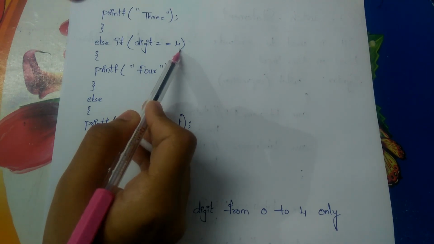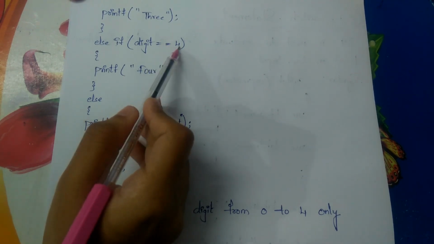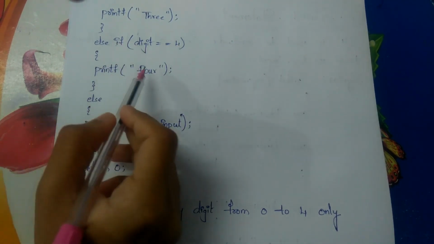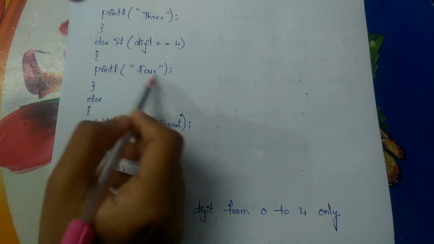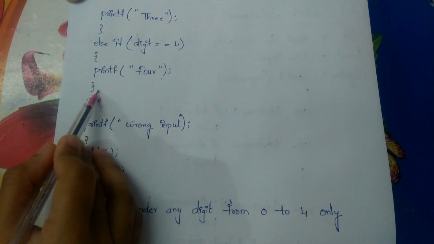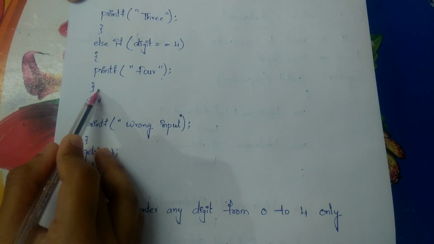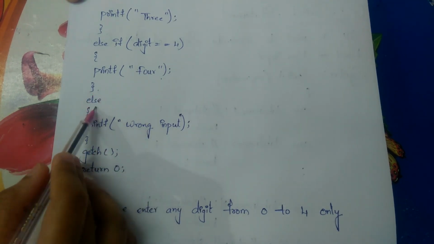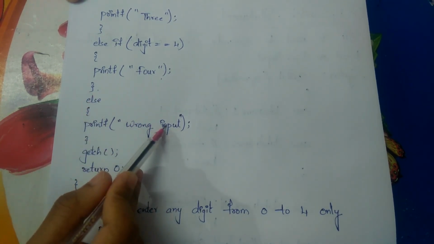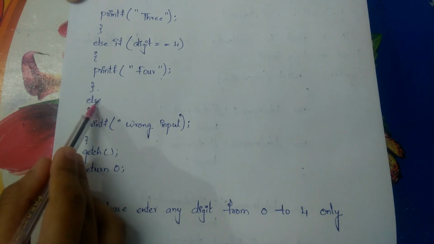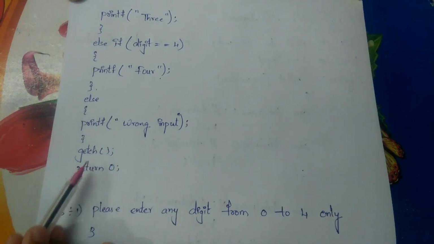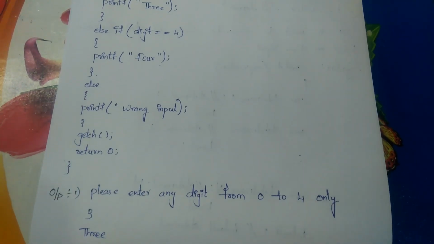So if the user entered 4, if that value is equal to 4, then it prints FOUR. Now after this, if the user enters any other number, greater than 4, other than 0, 1, 2, 3, 4, then it prints wrong input. So this is the final, it is entered with the else. Now after this, getch and return 0, close the main function.